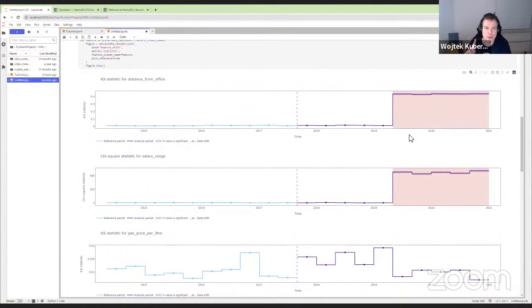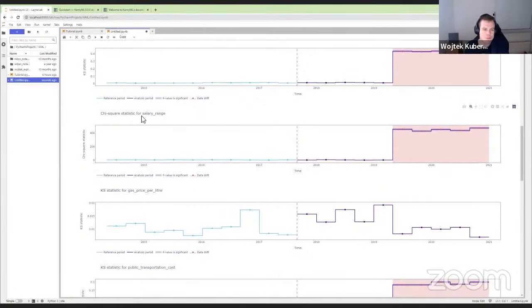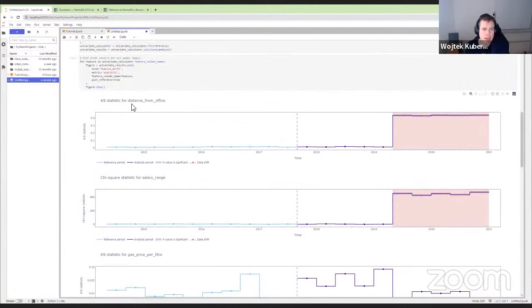Mind you, we're not plotting p-values here. We're plotting the statistic that actually shows you the magnitude of the difference, and you will use it to calculate the p-value. And if we see that drift is detected, it means that the p-value is significant, below 0.05. And so we see that for the salary range and distance from office features, we have drift.